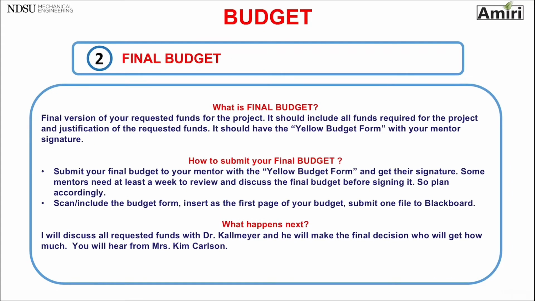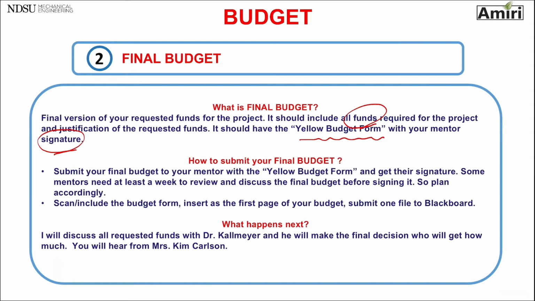So your final budget is the final version of requested funds. It should include all funds required for the project. Justification of requested funds. It should have the yellow budget form that we talked about, with your mentor's signature. Okay, so you submit your final budget to your mentor with the yellow sheet.